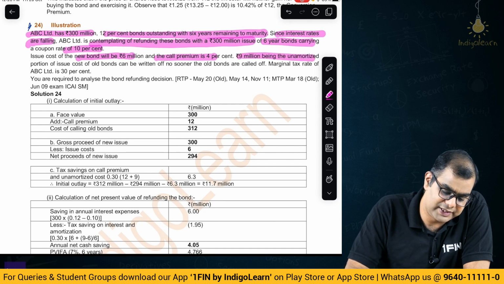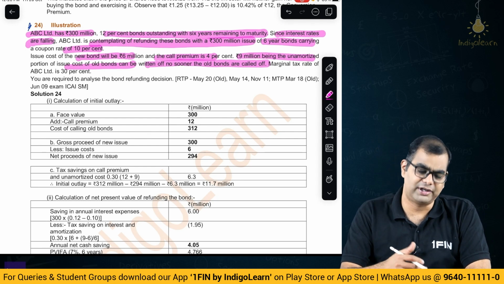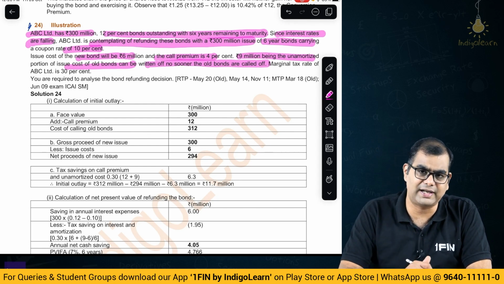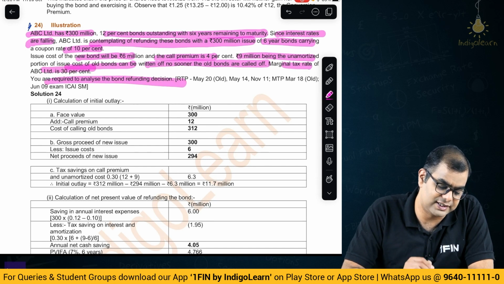And 9 million is the unamortized portion of the issue cost of the old bonds, which can be written off as soon as the old bonds are called off. So when you have an unamortized cost, that can be written off. They are giving an assumption. The marginal tax rate of ABC is 30%. You are required to analyze the bond refinancing decision.